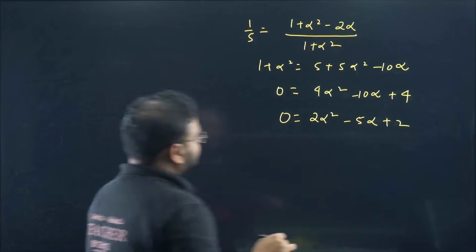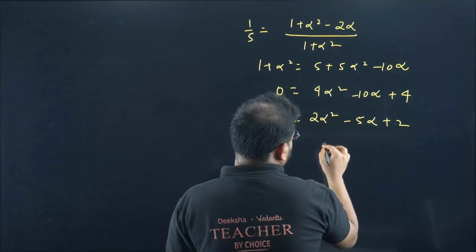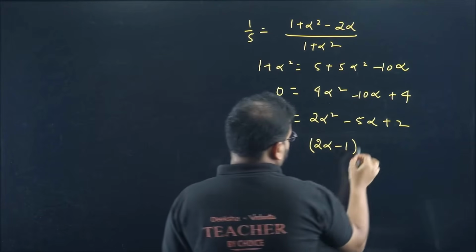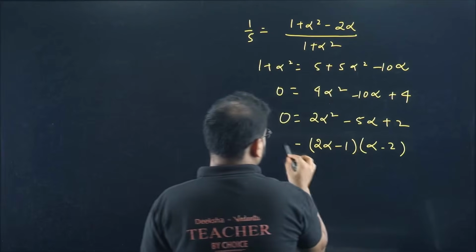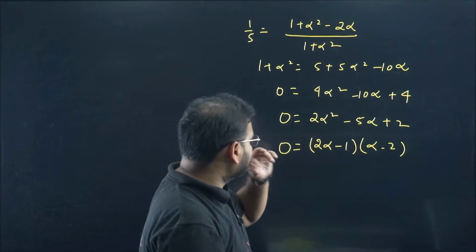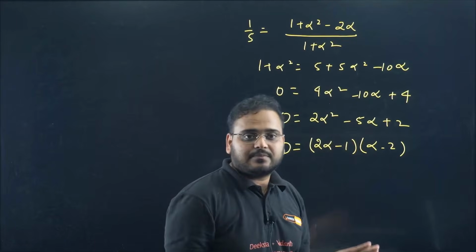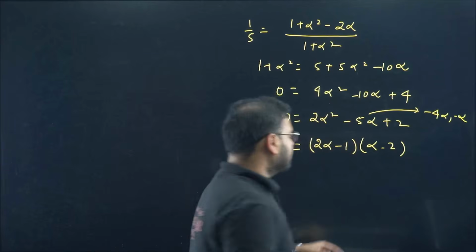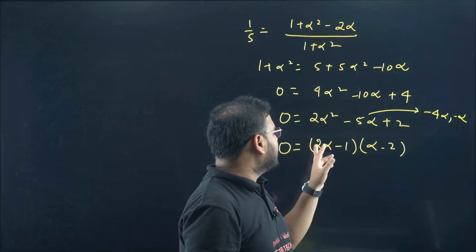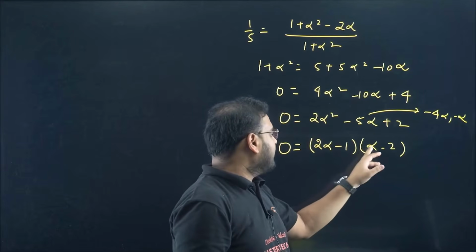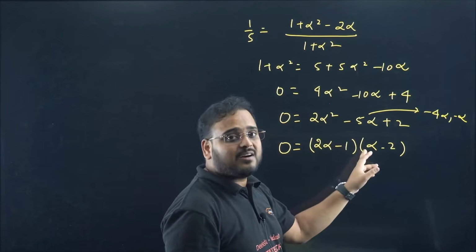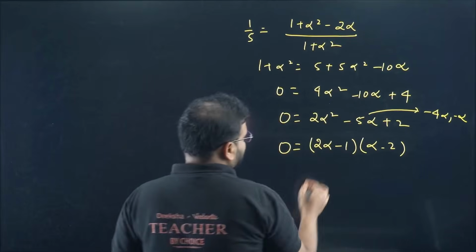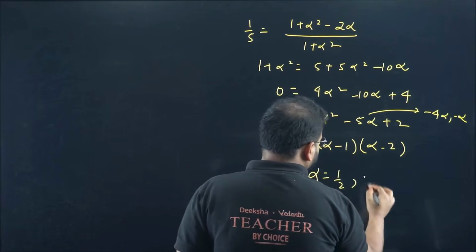Okay, so I have to make the factors over here. I get the factors as (2 alpha minus 1) and (alpha minus 2). Please check. I'll show you once again. If you want to factorize it from your side, the split will be minus 4 alpha and minus alpha. Check this out. 2 alpha into alpha is 2 alpha square, 2 alpha into minus 2 is minus 4 alpha, minus 1 into alpha is minus alpha, becomes minus 5 alpha, and minus 1 into minus 2 becomes plus 2. Okay, so from here I get the value of alpha as 1 by 2 or 2.